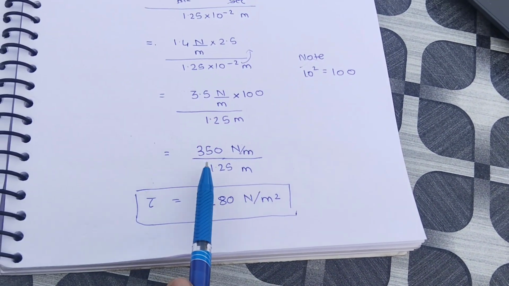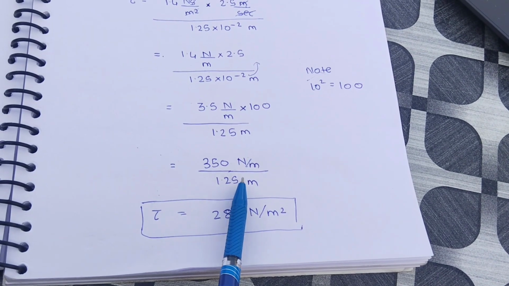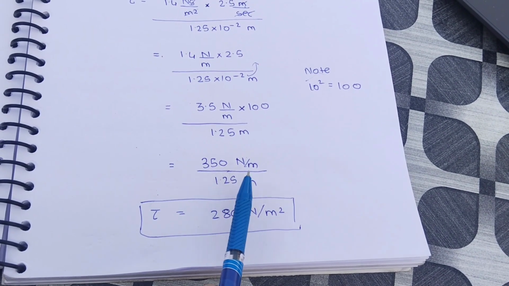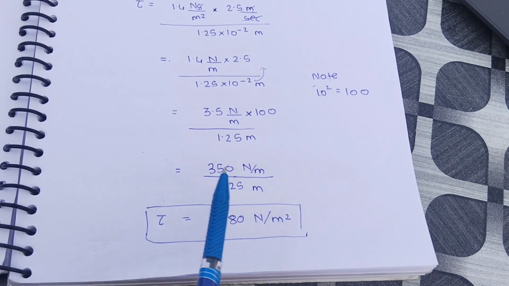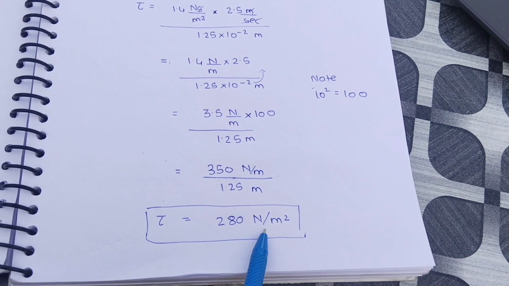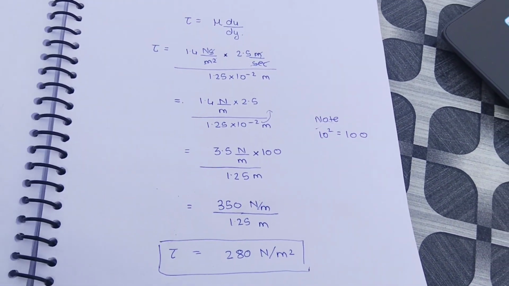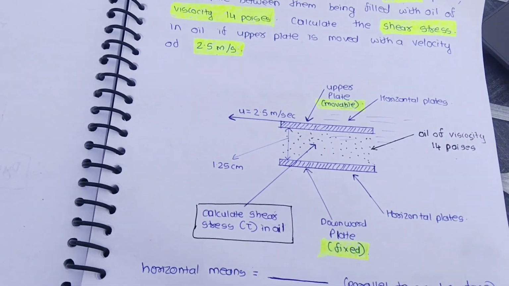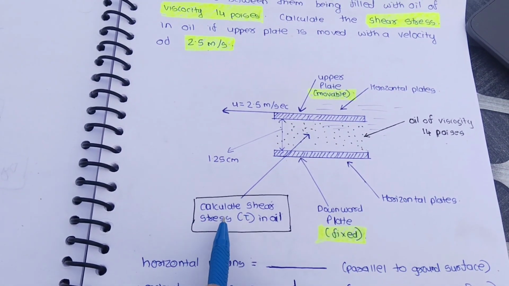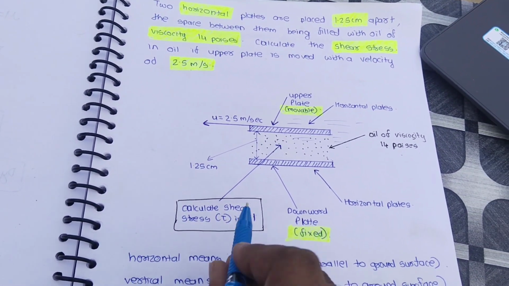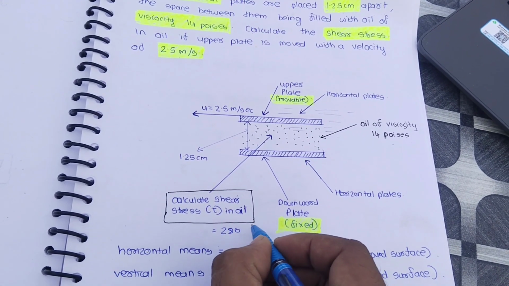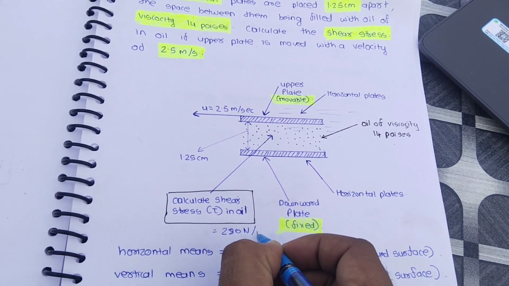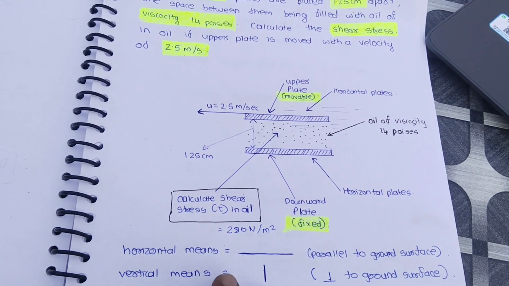After dividing 350 Newton per meter by 1.25 meter, we get 280 Newton per meter square. So the shear stress in oil we have got is 280 Newton per meter square.